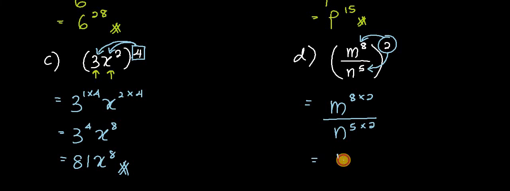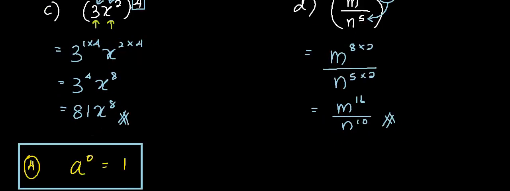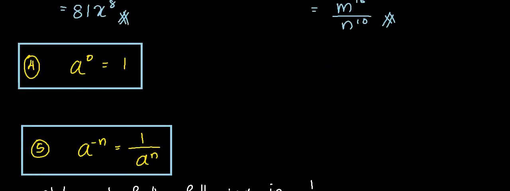So here I would get m power 16 over n power 10, and this is simplified. So just pay attention to the outside power. If, let's say, there are 2 or 3 elements in the bracket, you have to multiply each and every element. Okay, now the next part will be the fourth rule, which is power 0.